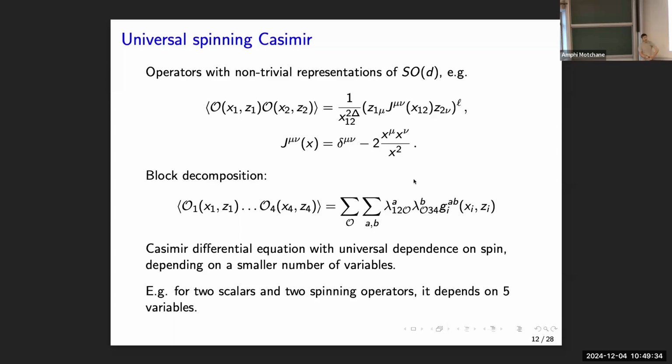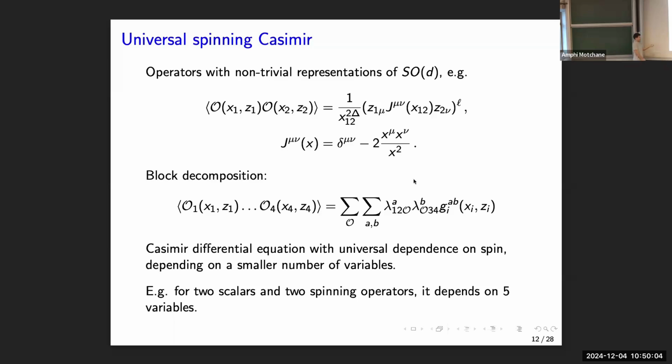We would like to reduce to some subset of variables again, as we were doing for the scalar case. And this is the case, and this is true. Both claims are true. So we can write a Casimir differential equation, which has some universal dependence on the spin of the external representation, and we are also able to reduce this differential equation to a smaller number of variables. This is a highly non-trivial fact, and I will comment on it in the next slides.